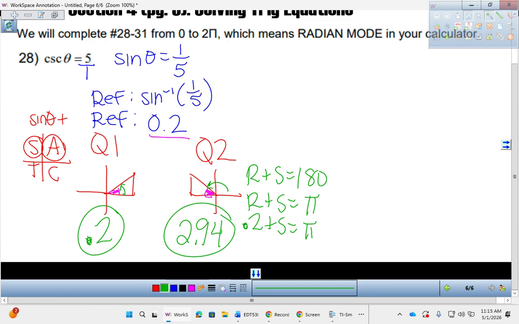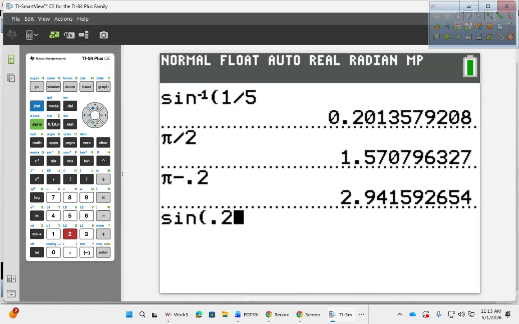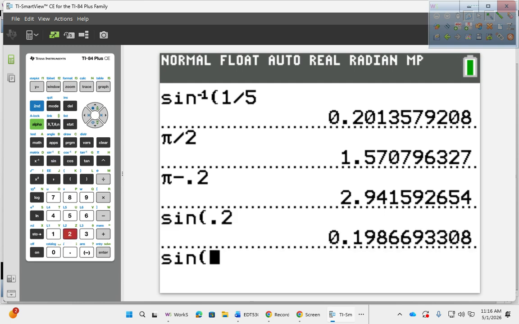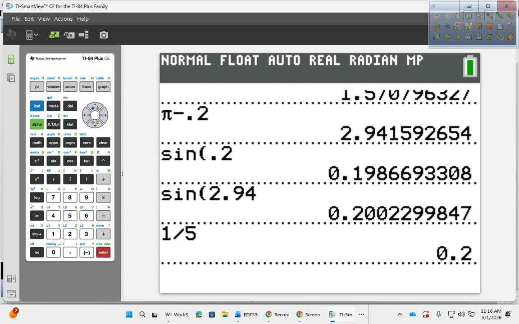So if I wanted to check this, I could do sine of 0.2 and sine of 2.94, and both of those are about 1/5. They don't have to perfectly be the same numbers, because we rounded those, so they're not going to be. The process is the same. It's literally a button in your calculator that you have to change.